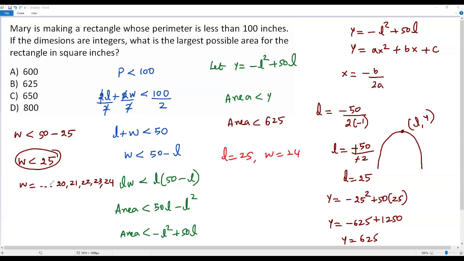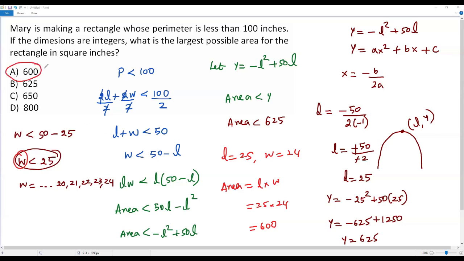Since both dimensions have to be integers, we have to consider the integer value of W which is less than 25. I consider the maximum integer value for W because we have to get the largest possible area. So 24 is the value for W. Okay, now let's get the area with these dimensions, 25 and 24. Area is length times width, so we get 25 times 24. When I multiply them, I am getting 600. So the largest possible area of the rectangle with integer dimensions is 600.